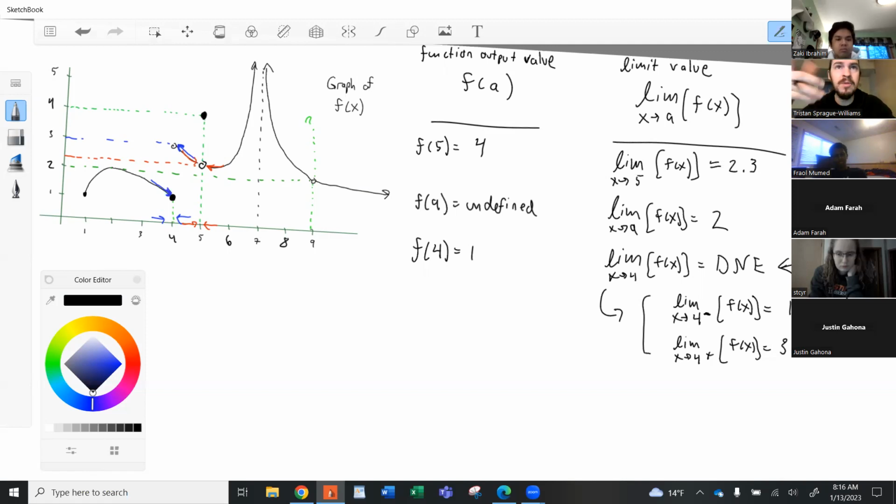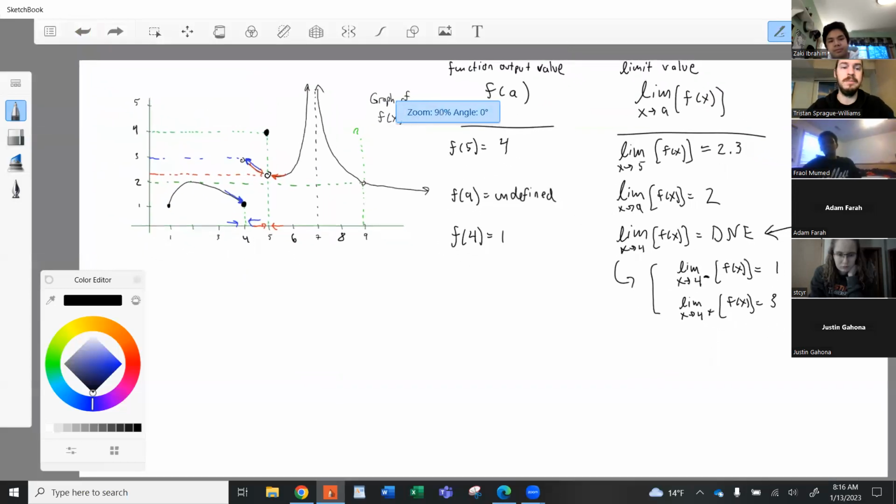Now we could have broken down the limit from the left and the right for any of these other ones as well. For 5 or 9, we could have broken it down left and right, but they would have both been equal to the same thing. At 5, for example, the limit from the left is equal to 2.3, and the limit from the right is equal to 2.3. They're both equal to each other. So the overall two-sided limit, which is what it is if you don't specify, exists and equals 2.3. I didn't break that down because it wasn't that interesting, but we certainly could have.